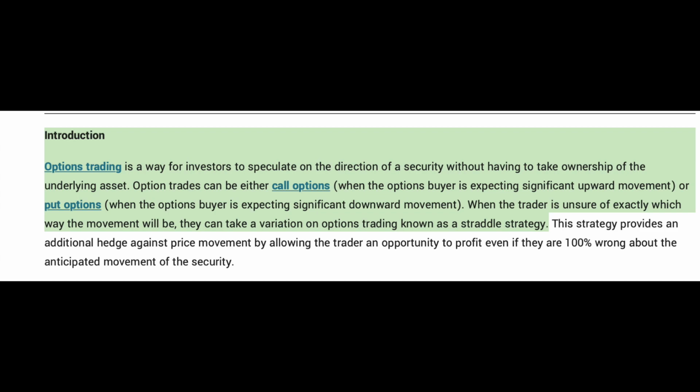When the trader is unsure of exactly which way the movement will be, they can take a variation on options trading known as a straddle strategy.